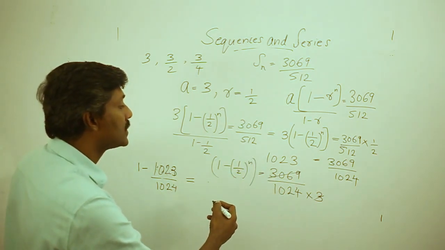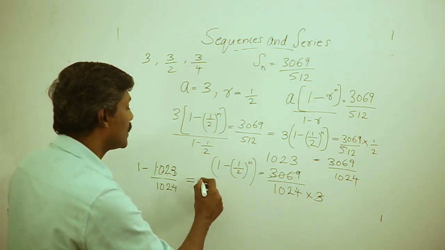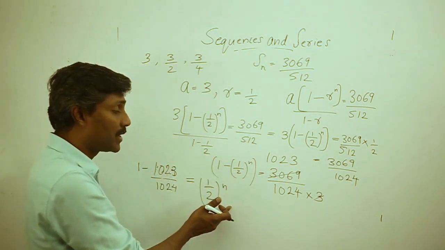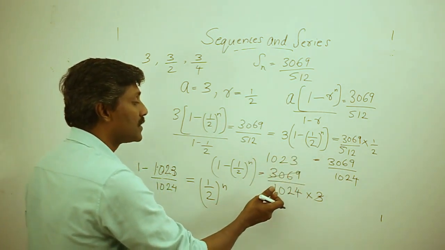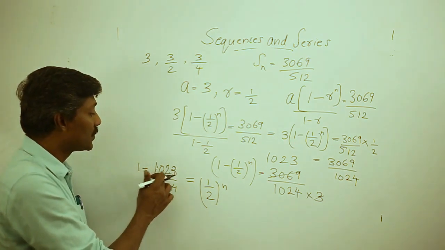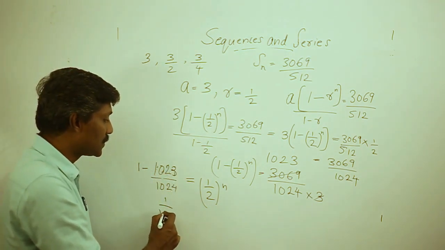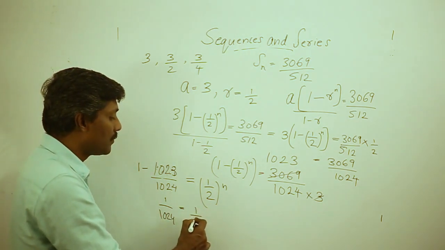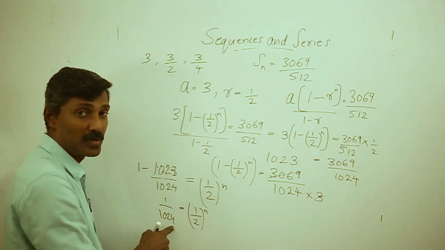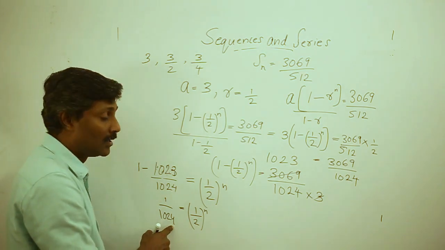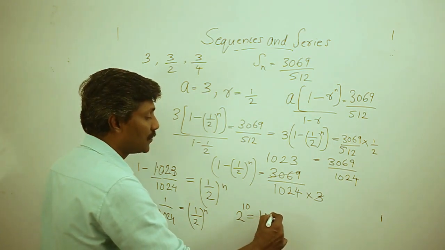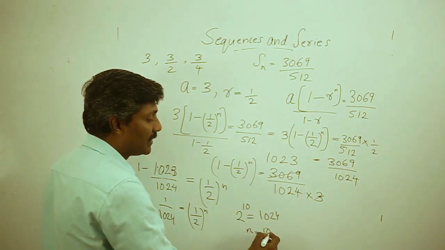That is equal to, I've taken this side, so this will be equal to 1 by 2 raised to n. Okay, so this minus 1 by 2 raised to n went to the right side, it became positive, and this 1023 by 1024 came to the left side, that became negative. Now let's take the LCM. So this becomes 1024 minus 1023, which is 1 by 1024, that is equal to 1 by 2 raised to n. Now tell me, which power of 2 will give you 1024? Well, it is 2 raised to 10. Okay, 2 raised to 10 is 1024, so n is 10.